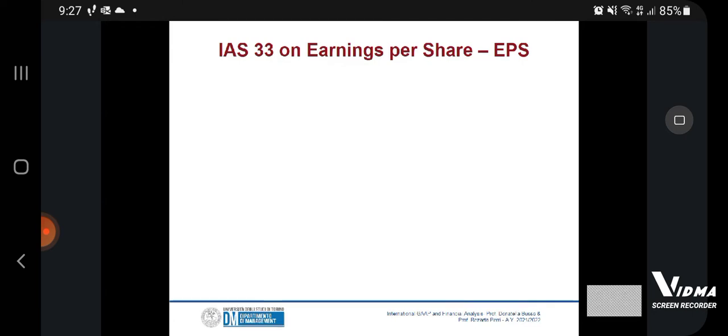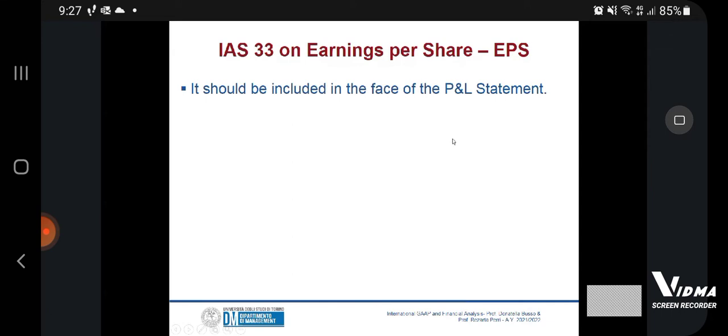So what does IAS 33 specifically require for this indicator, for the earnings per share? First of all, it should be included on the face of the profit and loss statement. That means that I should not find it somewhere hidden in the notes that are 100 pages long, but it should be there at the bottom of the income statement, of the profit and loss statement. Usually in the notes you will find disclosure, further information on how the earnings per share has been calculated, but not the figure itself. The figure itself is right there in the profit and loss statement.